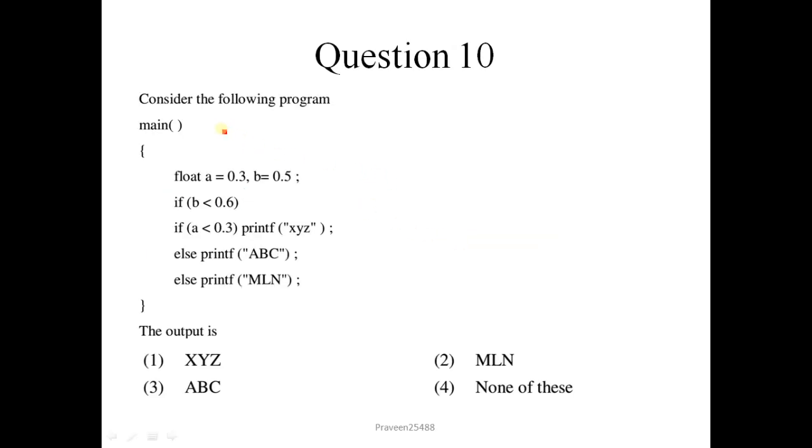Question number 10. Consider the following program. Main, float a is equal to 0.3 and b is equal to 0.5. If b is less than 0.6 and if a is less than 0.3, then printf xyz. So this is not true, and else printf abc. So this is correct because here a is not less than 0.3. So printf abc. Correct option is the third one.